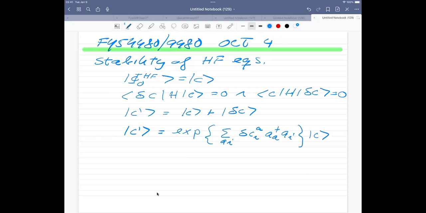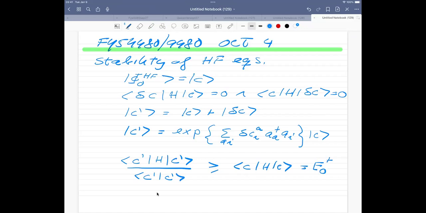Then what we want to show now is that if we calculate the expectation value with respect to this C prime, and let me be a little bit more careful, the quantum mechanical expectation value also includes the norm. What we want now is to be sure that if we make a perturbation from this Slater determinant, this one is larger than or equal to the expectation value of C, which we define as E0 Hartree-Fock.